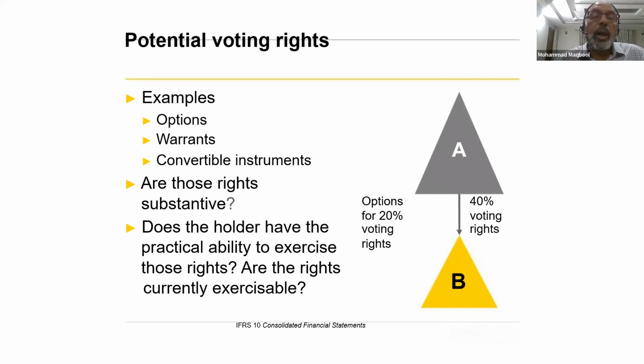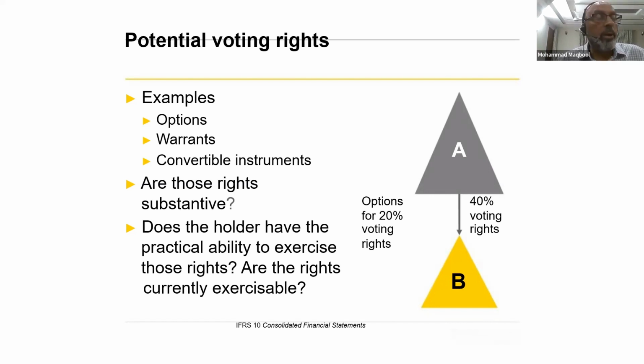One, because there is the option or the convertible instrument, the practical ability means: does that investor have the money, funds, and approval of other shareholders in the company to go ahead and exercise the right? So look at the practical ability. Although the right to exercise is there, the practicality has to be looked at. And second thing is, are the rights currently exercisable?